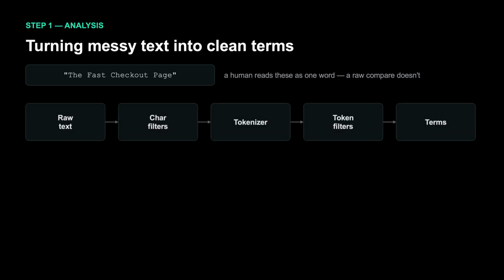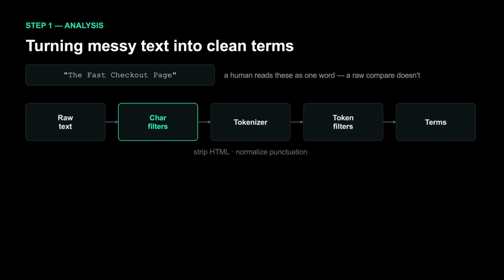But there's a catch. How did "checkout" become a clean, lookup-able term in the first place? Raw text is messy. A human reads "Checkout" with a capital C, "checkout" with everything small, and "check-out" with a hyphen as the same thing. A raw string comparison does not. So before anything gets indexed, it runs through an analyzer.